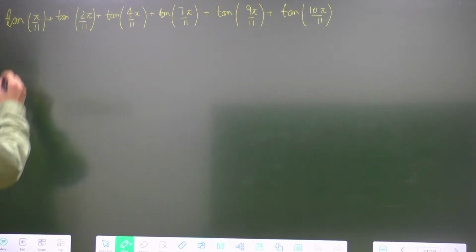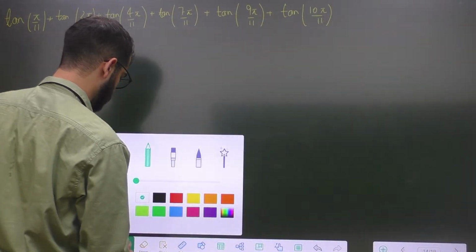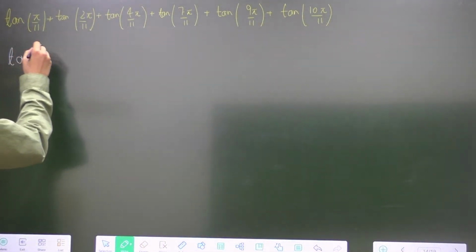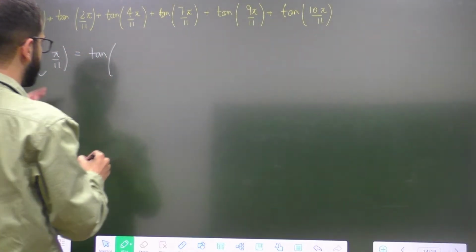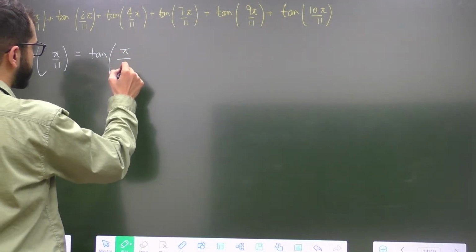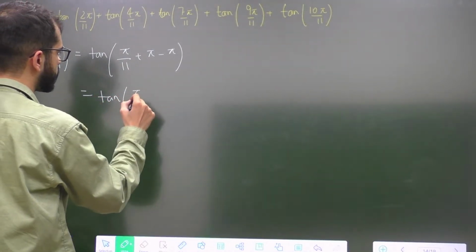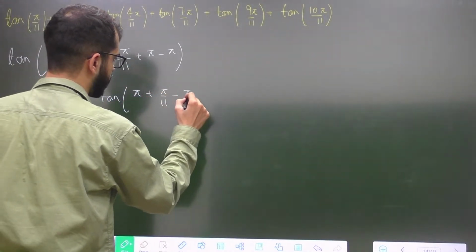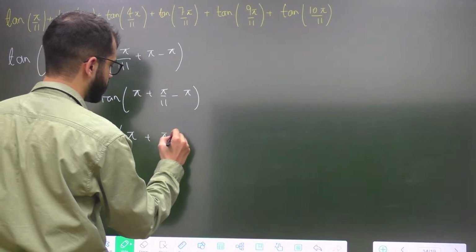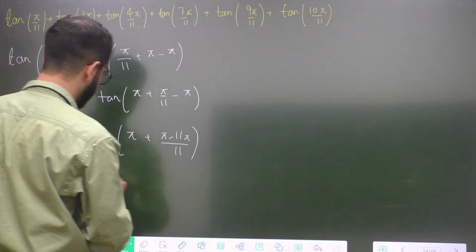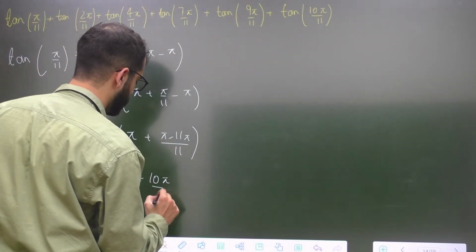Now let's observe how can I write tan of pi by 11. Can I write it as tan of, I'm going to add and subtract pi, tan pi by 11 plus pi minus pi. So I'm going to write it as tan of pi plus pi by 11 minus pi. Now this can be written as tan of pi plus pi minus 11 pi divided by 11. Finally this will be written as tan of pi minus 10 pi upon 11.